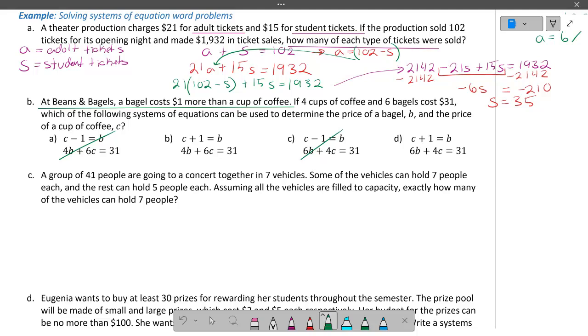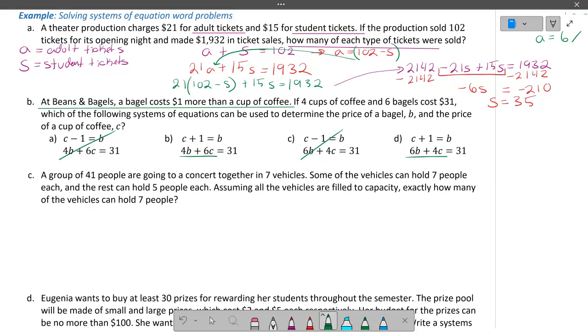Yeah, exactly. The bagel is $1 more than the coffee. So we have to add $1 to the coffee in order to get the bagel. All right. Now we just have to compare the second equation because the first two are the same in both of those options. So now looking at the next part, is it going to be B or D?